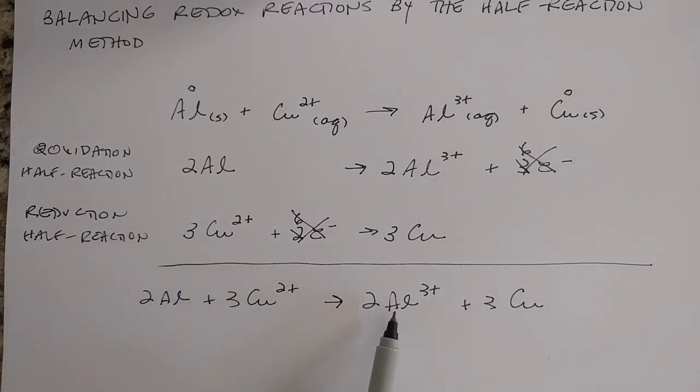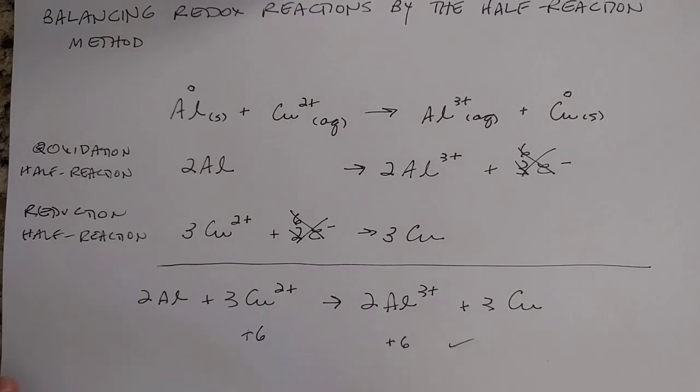2 aluminum, 2 aluminum, 3 copper, 3 copper. 3 times 2, I have a +6 on this side, that's 0. 2 times 3, I have a +6 on the other side, that's 0. So I have my charge balance as well as the atom balance.